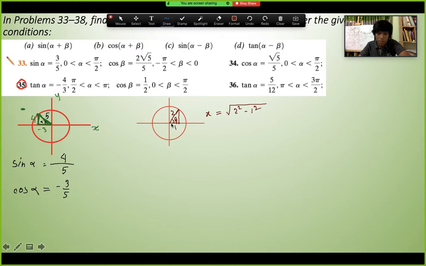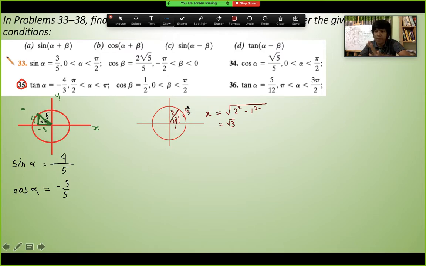The formula is hypotenuse square equals the sum of the other two sides square. That means this square equals this square plus this square. So ultimately what we have here is, you see, this is 2 square, which means 4, 4 minus 1 means 3. So we have root 3 here. That means the other side is root 3.